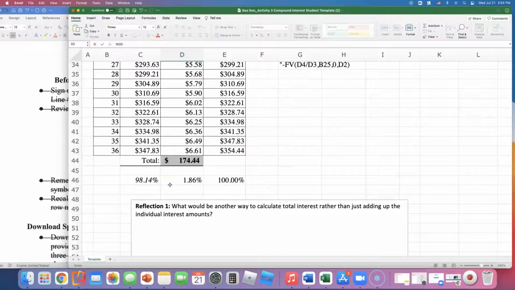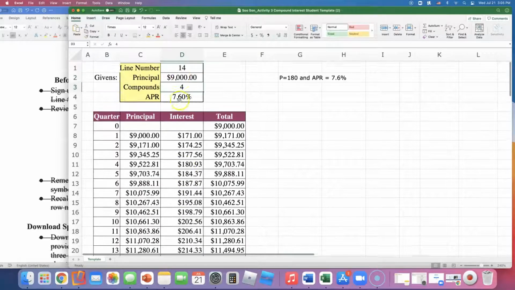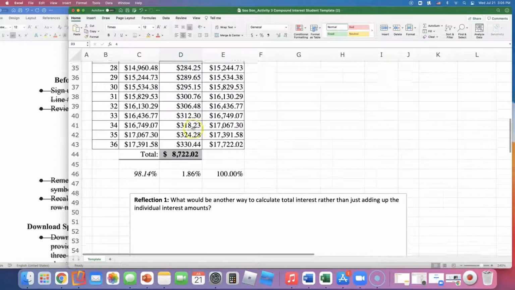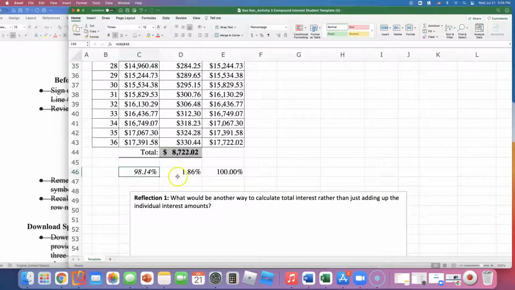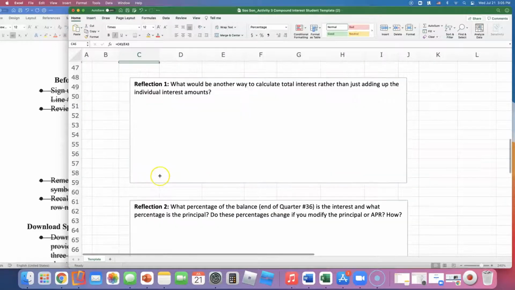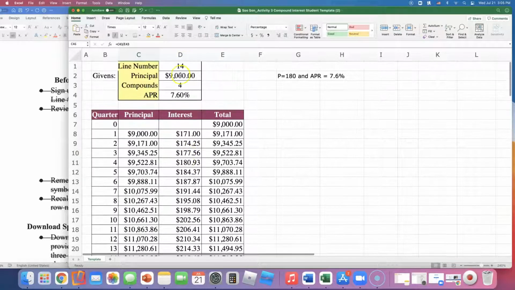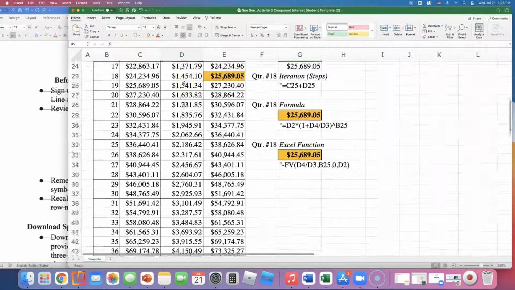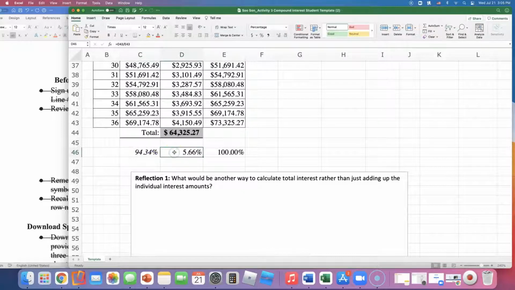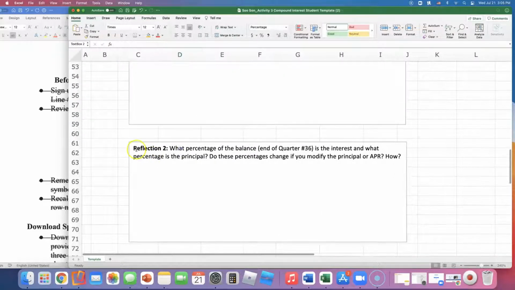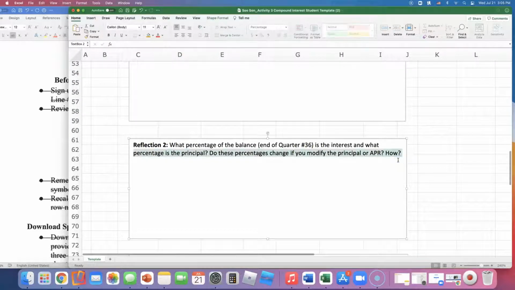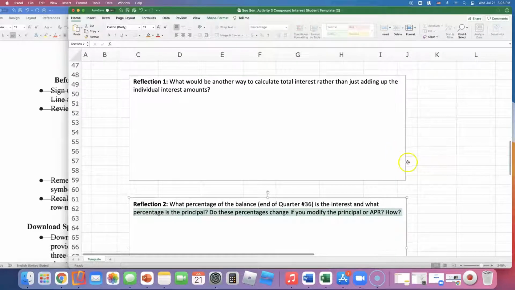I put in 9,000 and I'm about to hit enter. Would it change? Well, look, it's still 98.14% and 1.86%. So changing the principal really didn't change the percentage of principal and percentage of interest. But what if I change the APR? What if I change that to 24%? Will that change the percentage? A little bit, right? It did change a little bit. So you can use this spreadsheet to explore for reflection question number 2. And I look forward to reading these answers when you submit them on Canvas, okay?